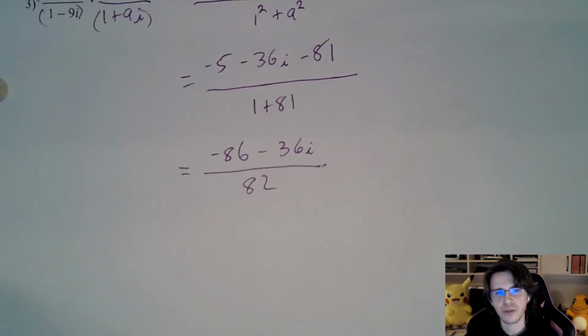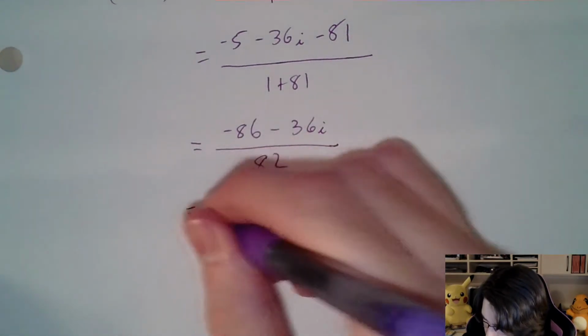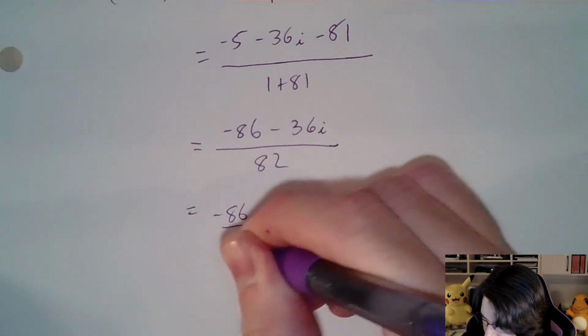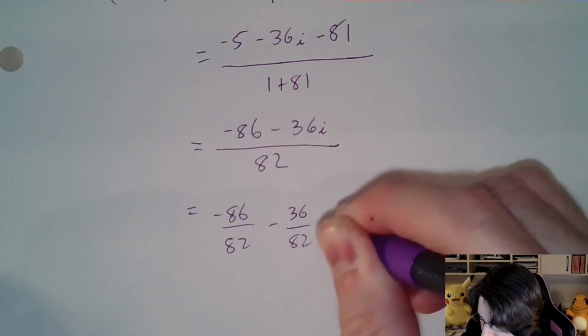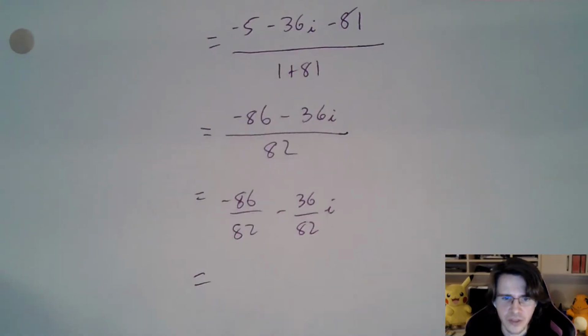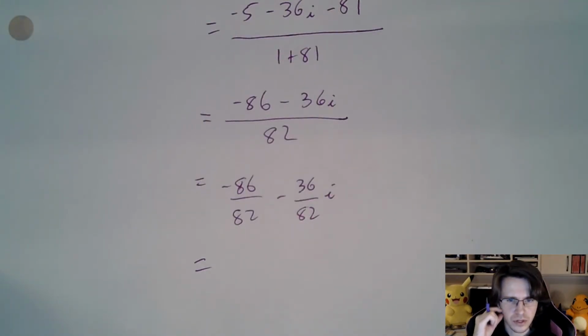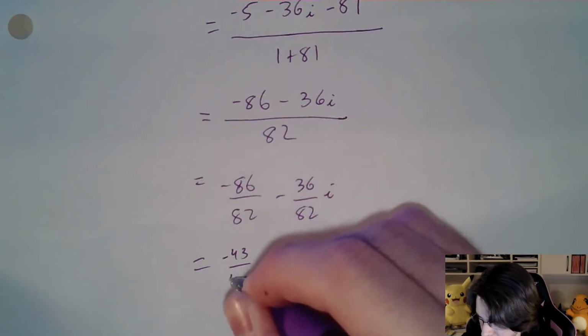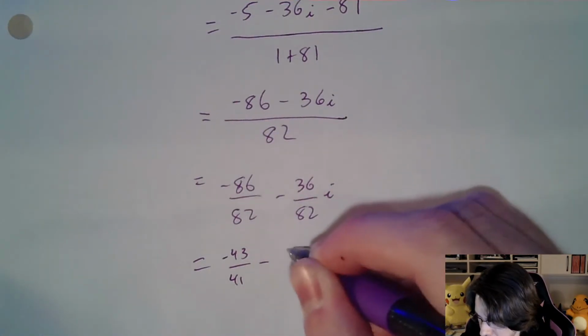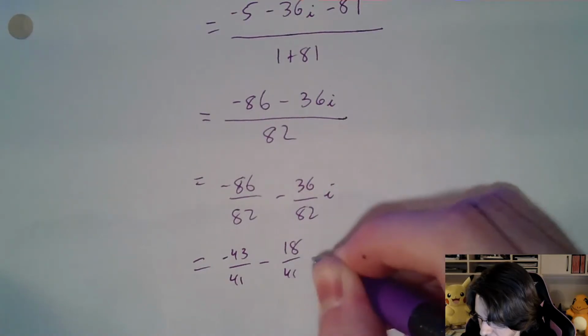However, we must write them as two separate fractions. So to write them as two separate fractions, we're going to write -86 over 82 minus 36 over 82 with an i on it. I think it's a good habit to get into to reduce your fractions where appropriate. In this case, it does look like everything is divisible by 2. It's also a good chance. So I believe it's going to simplify to negative 43 over 41 minus 18 over 41i.